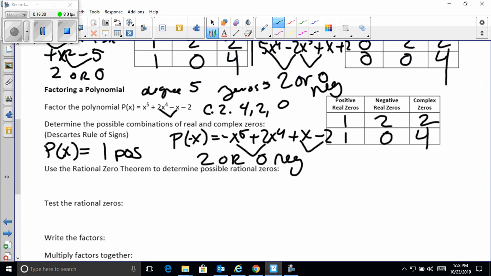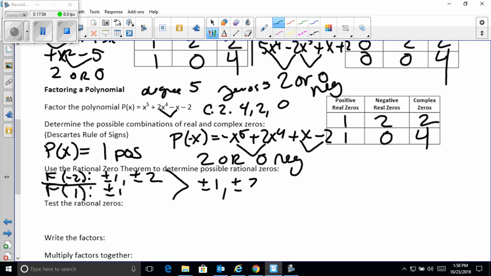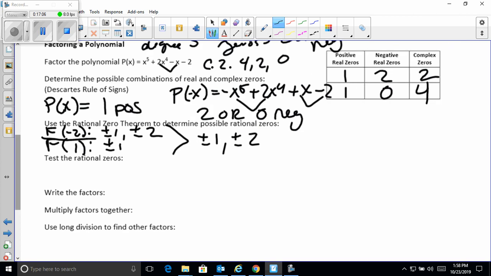So now we're going to look at what are possible real ones. And that's using our rational zeros: factors of the constant, -2, which is plus or minus 1, plus or minus 2, and factors of 1, plus or minus 1. So their quotient would give me plus or minus 1, plus or minus 2. So those are the numbers I need to test. And I am going to test it. I'm not going to worry about using the bound rule because I don't have that many.